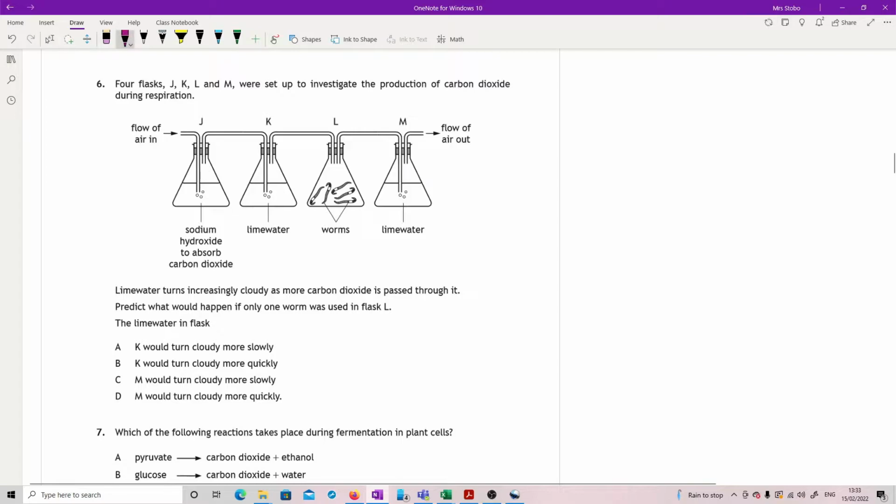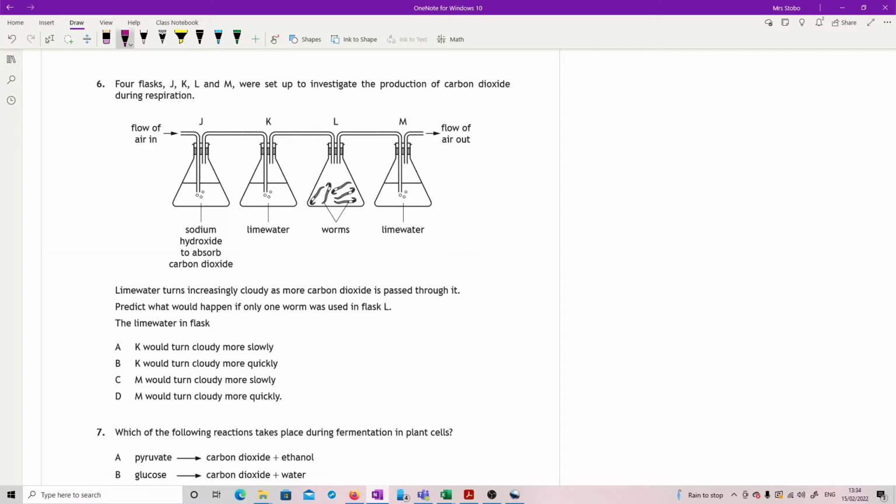Question 6. Flasks J, K, L and M were set up to investigate the production of carbon dioxide during respiration. Okay, so in J, we're absorbing any carbon dioxide that's there. We're checking in K that all of that's out. There should be no, lime water shouldn't go cloudy. And then the air is going into the worms. The worms should then be producing carbon dioxide. The carbon dioxide will then come into the lime water in M and it should go cloudy.